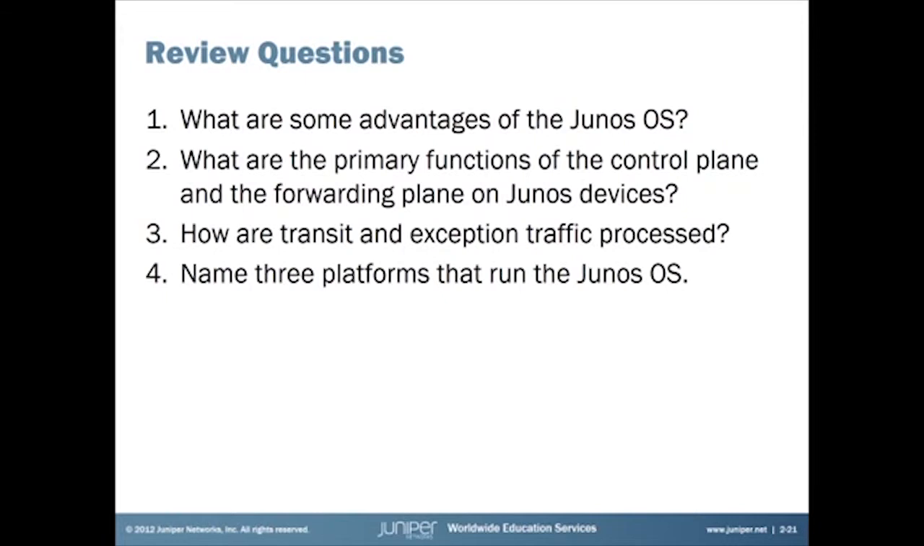Primary functions of the control plane and the forwarding plane. So we've got these two planes: we've got the control plane, and we've got the forwarding plane. So what does the control plane do? Or what does the forwarding plane do? Let's start with that one. That's probably the easy one, isn't it? It forwards traffic.